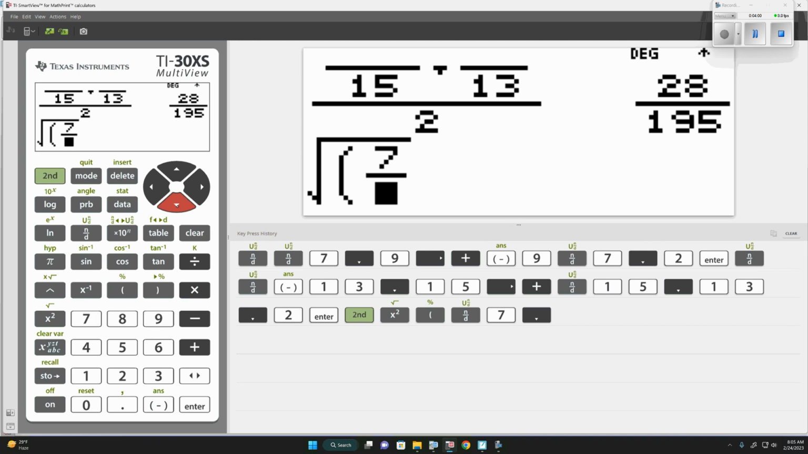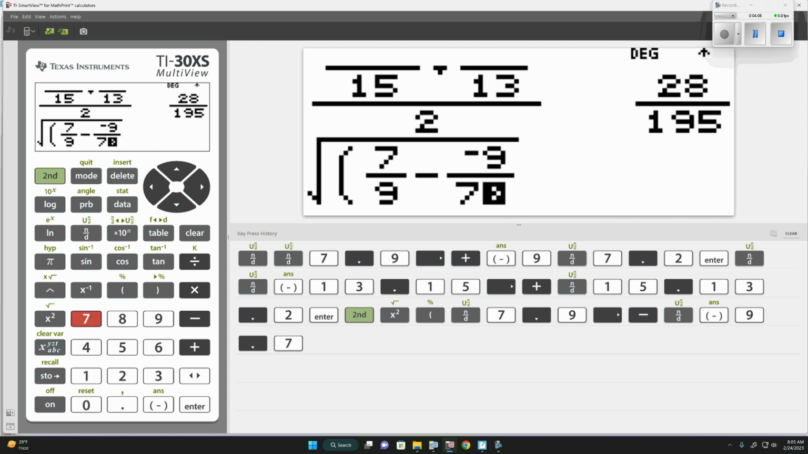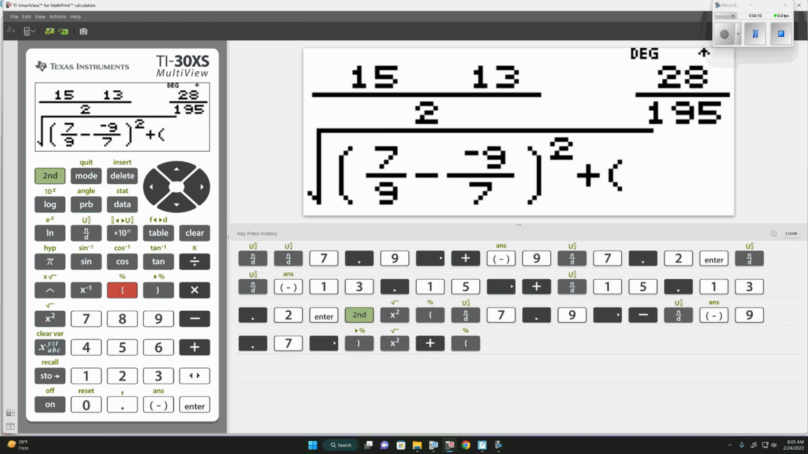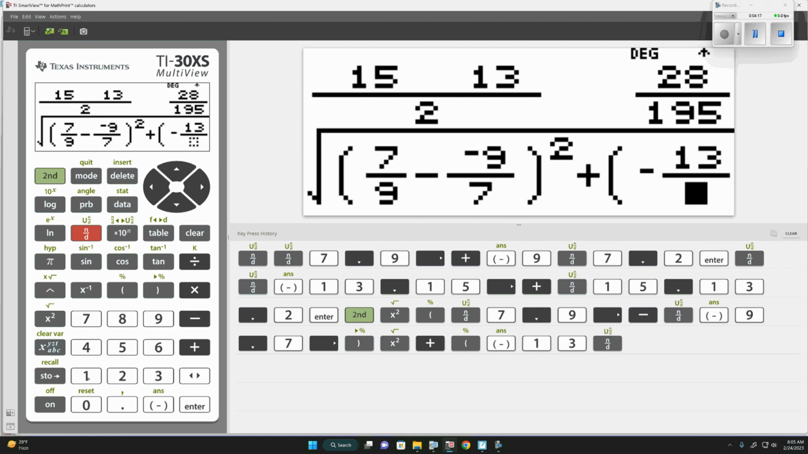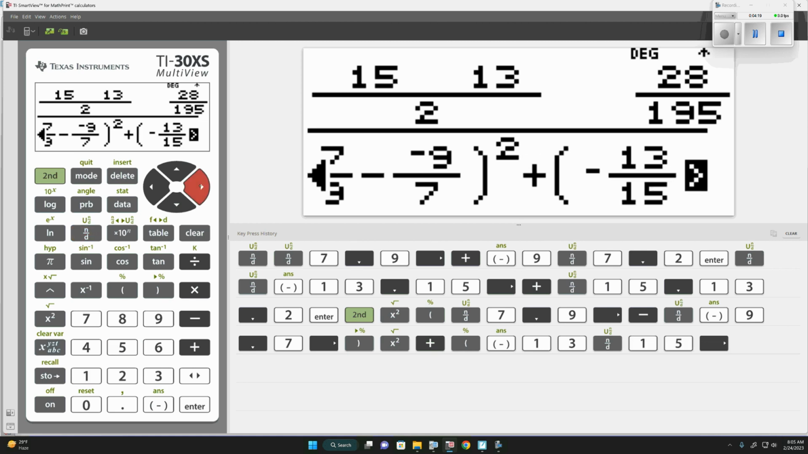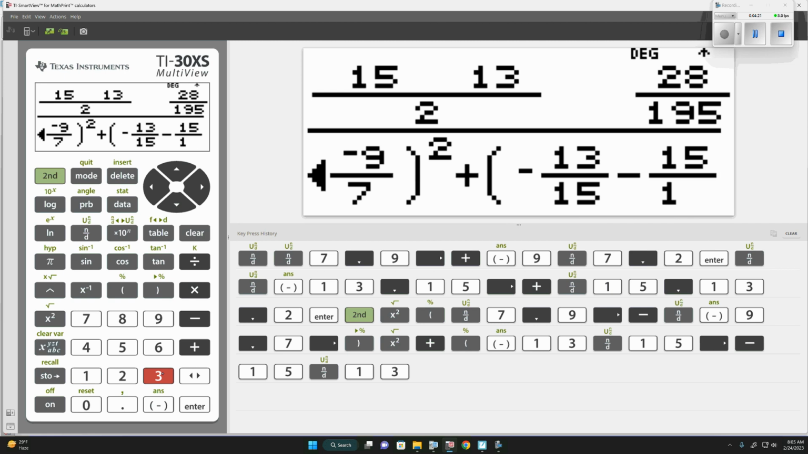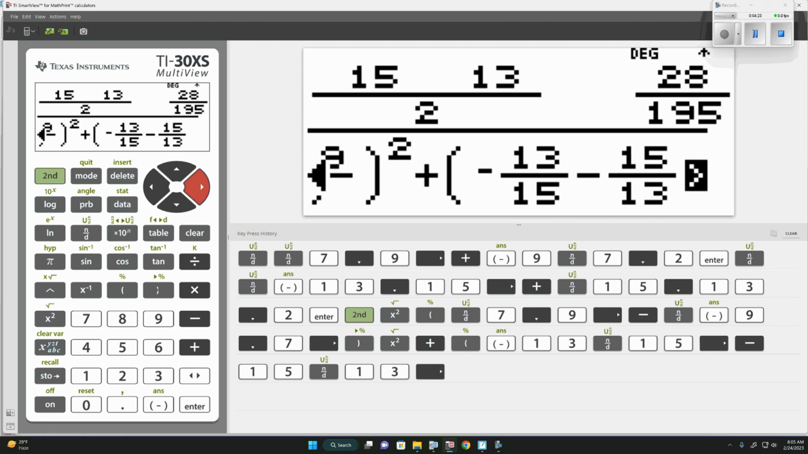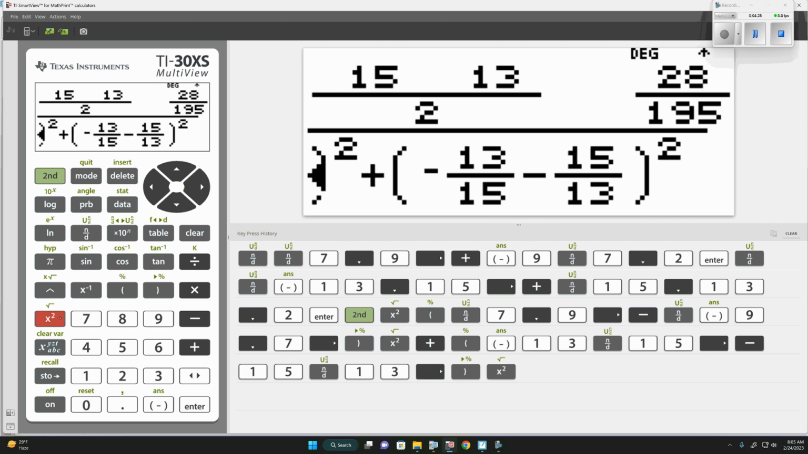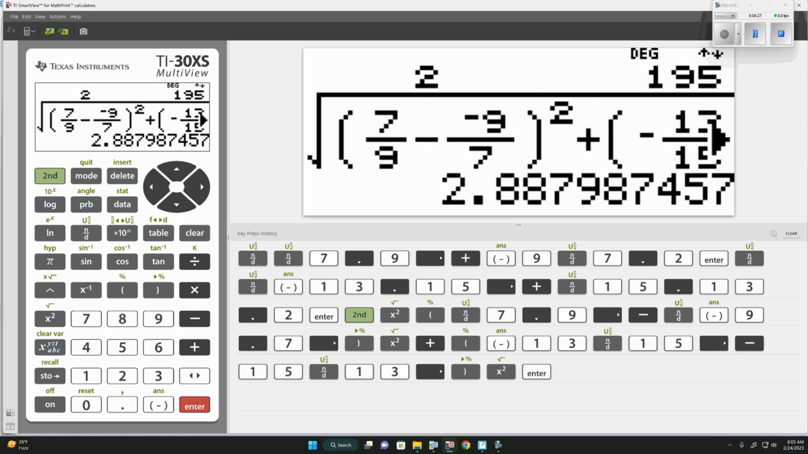So here 7/9 minus -9/7 squared plus, was it -15/13? Okay, thank you. 15ths minus 15/13 close parentheses squared. So we'll just type the whole thing in, hit enter, and there it is.